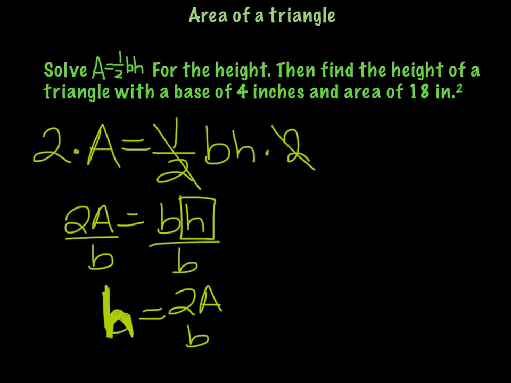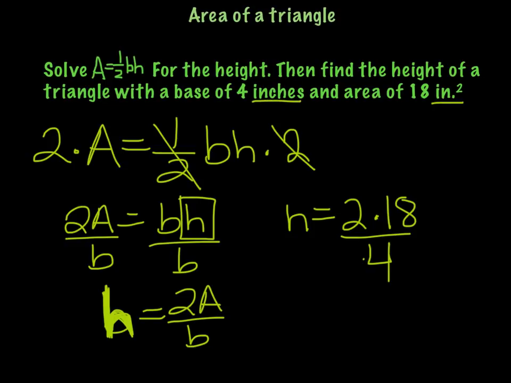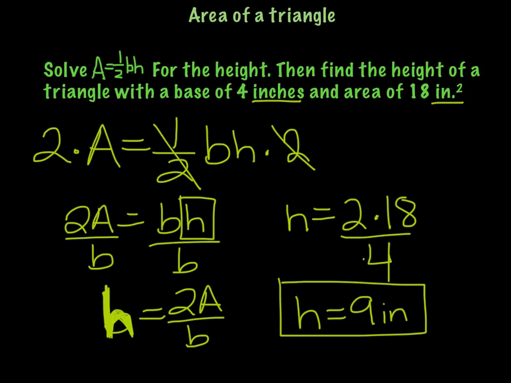Alright, now we're going to find the height when the base is 4 and the area is 18 inches squared. So we're going to just plug in now. The height equals 2 times 18 divided by base of 4. We've got square inches and inches, so we know we don't have to convert any units. And 2 times 18 divided by 4 gives you 9 inches. And make sure you always write your units when you are doing a problem that has units in it.